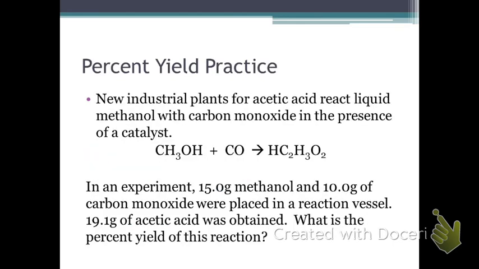So here's a question. New industrial plants for acetic acid react liquid methanol with carbon monoxide in the presence of a catalyst. In an experiment, 15 grams of methanol and 10 grams of carbon monoxide were placed in a reaction vessel. 19.1 grams of acetic acid were obtained. What is the percent yield?